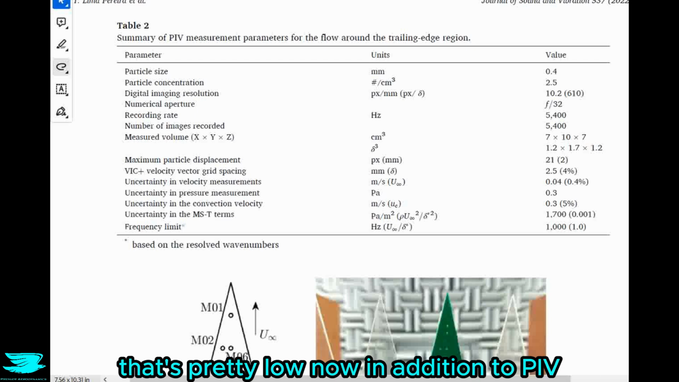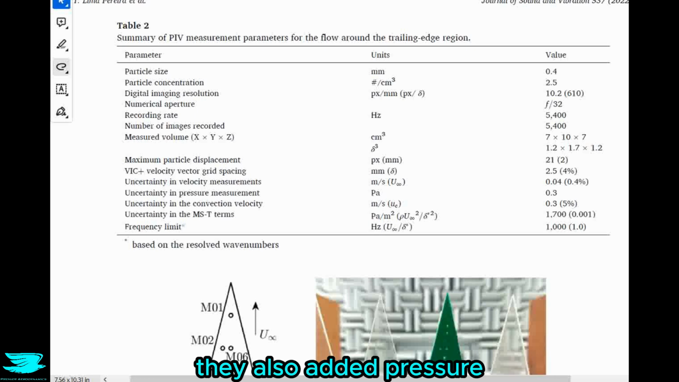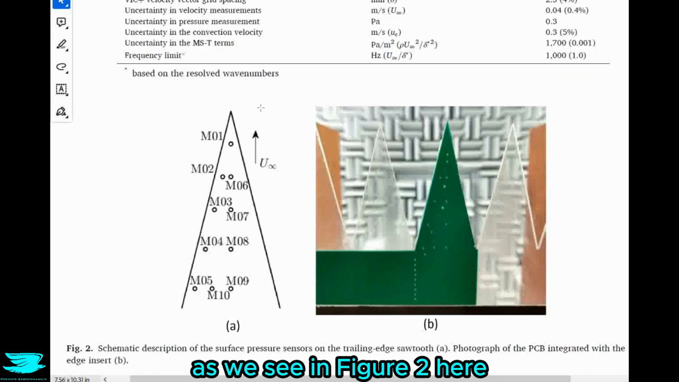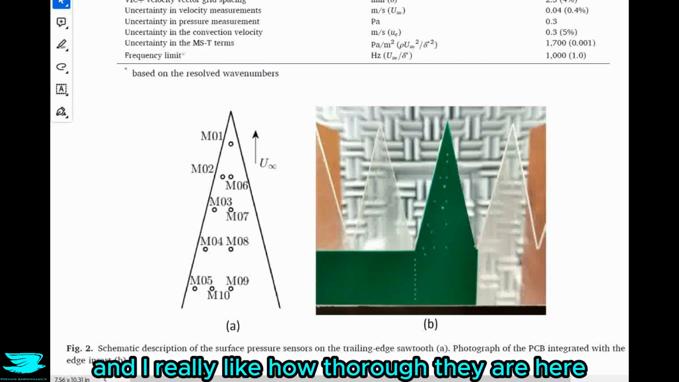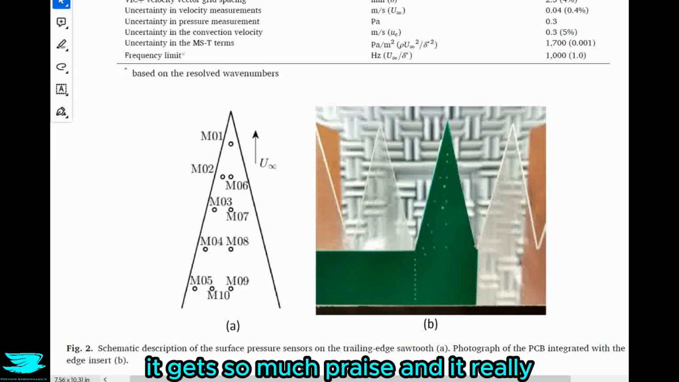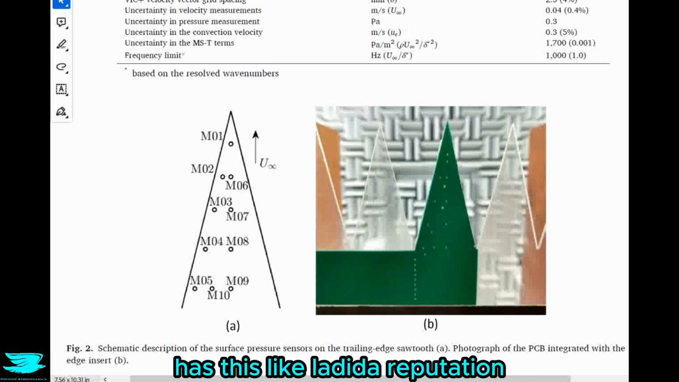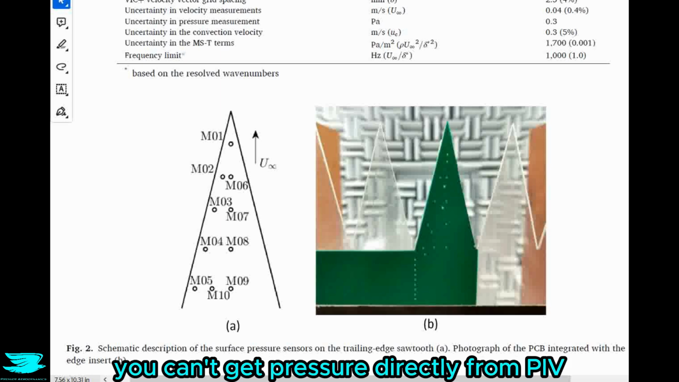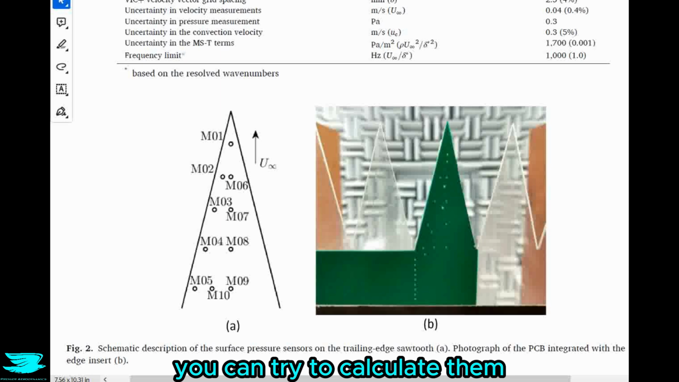That's pretty low. Now, in addition to PIV, they also added pressure sensors to the serrated edges, the trailing edges, to see what the pressures were doing there, as we see in figure 2 here. And I really like how thorough they are here, because PIV, especially 3D PIV, gets so much praise and has this la-di-da reputation. But PIV is still just giving you velocities. You can't get pressures directly from PIV. You can try to calculate them, but that is quite erroneous. So adding in actual pressure measurements is way better.